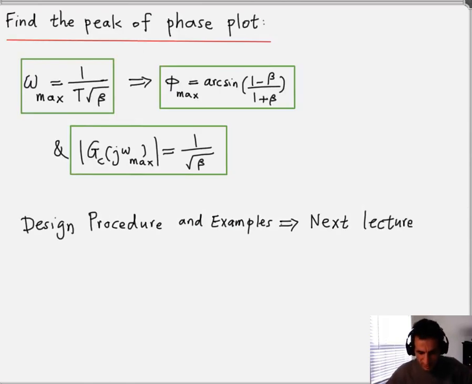So now it turns out that if you just do some math, you can find where that peak is going to happen. That peak is going to happen at the frequency of 1 over T square root of beta. And if you then plug this frequency back into the expression for the phase angle, the maximum phase angle is just going to be the arc sine of 1 minus beta divided by 1 plus beta.